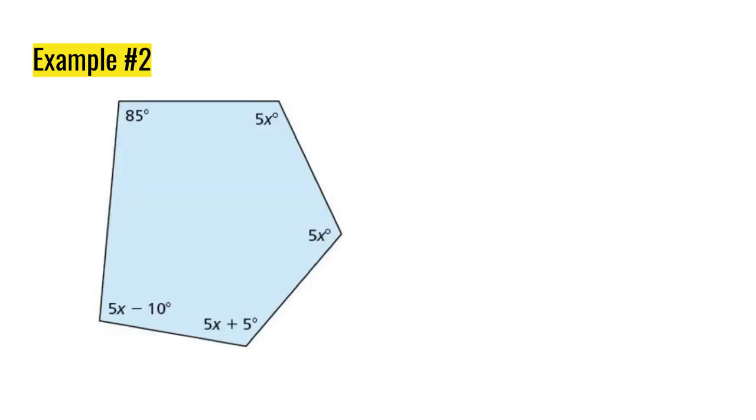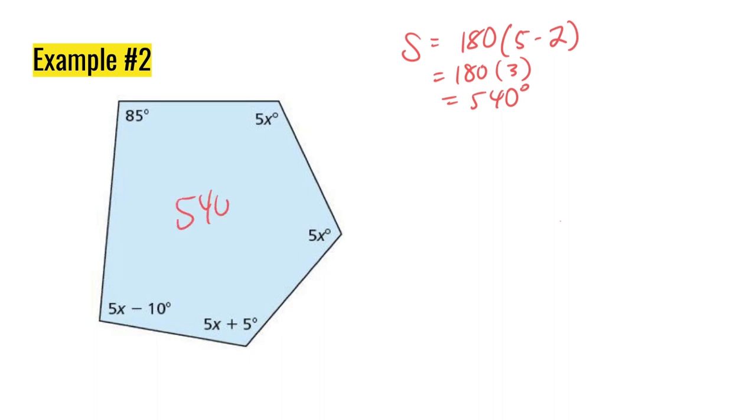Here's another example. Here we have a pentagon, so I'm going to use, again, my sum formula is 180 times 5 minus 2. You might start to recognize that you know these values by heart for these more common shapes, and you'll know that pentagon is 540, hexagon is 720. You can also always just keep track of a chart and reference that chart. But I know that the total is 540.